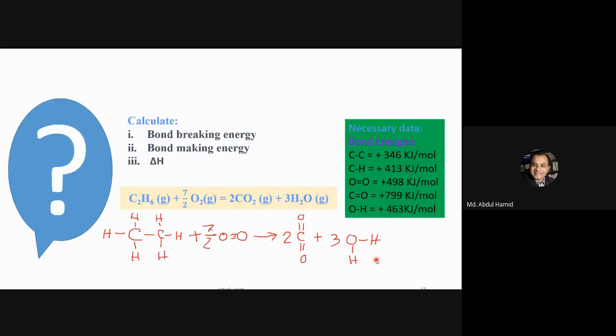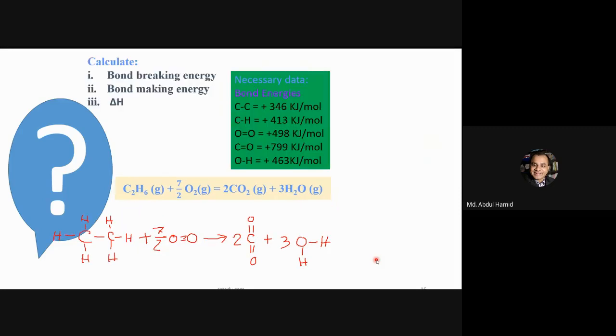Another problem you have to do at home, you can take the screenshot of this one as well. So bond breaking and bond making, you have to calculate, as well as delta H, the same way. When bond making is greater, that will be exothermic. You just have to remember. Another one, I'm showing you the calculation. It is quite easy.